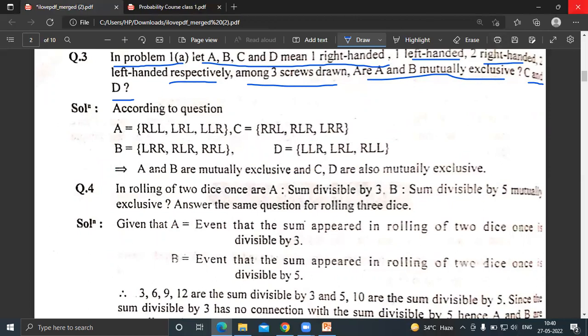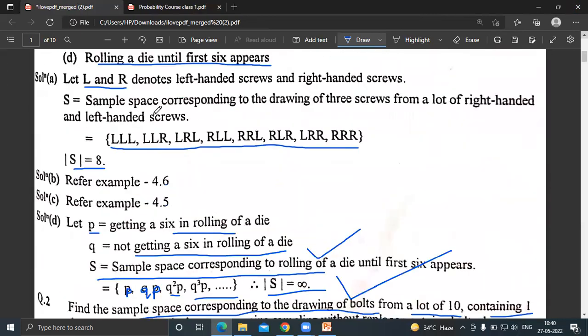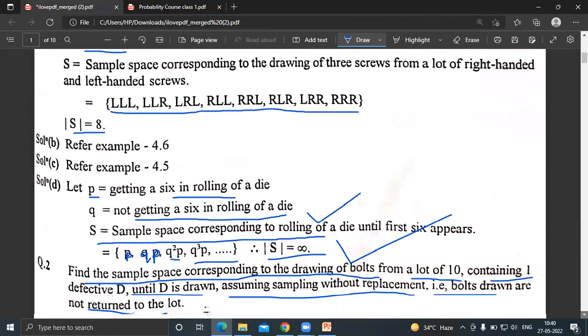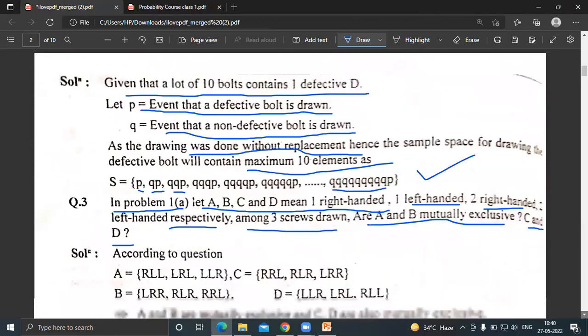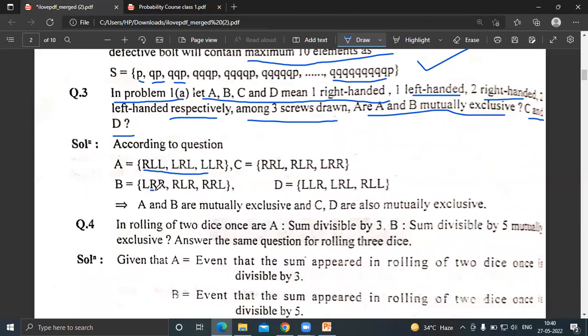So it looks like this. From question 1A, you have to check where one right-handed screw appears: LLR, LRL, RLL. Then these are your one right-handed outcomes. So A is one right-handed screw, B is one left-handed screw, C is two right-handed screws, D is two left-handed screws. We'll write in this way, then check the condition of mutually exclusive events.